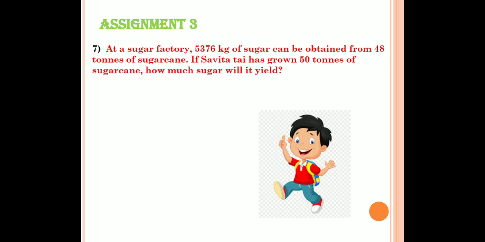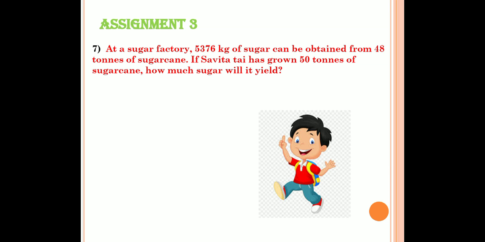Then your last thing is your assignment. I have given you only one sum for assignment. Remember that sum number 8 and sum number 9 have been omitted for this academic year. So you have only one sum as a word problem for your assignment. That is the 7th one.